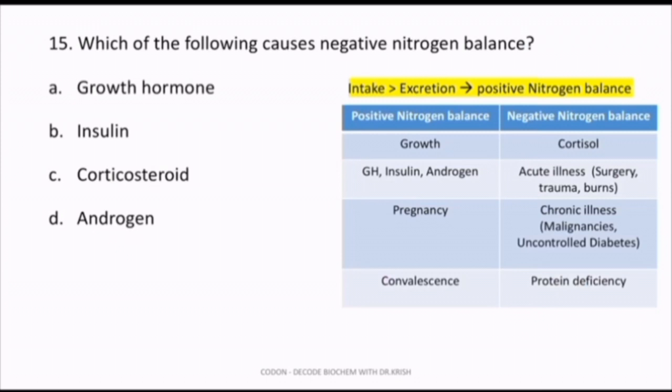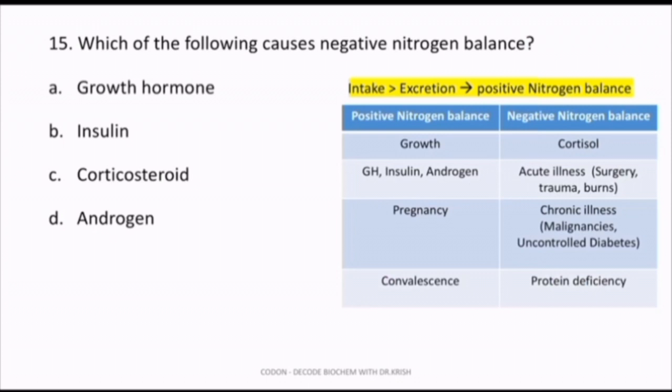Which of the following causes negative nitrogen balance? Nitrogen balance is something which is maintained by protein intake. When the intake is more than excretion, you have a positive nitrogen balance. When it is vice versa, when you excrete more protein than the intake, that leads to a negative nitrogen balance. This table shows you the factors which maintain positive and negative nitrogen balance.